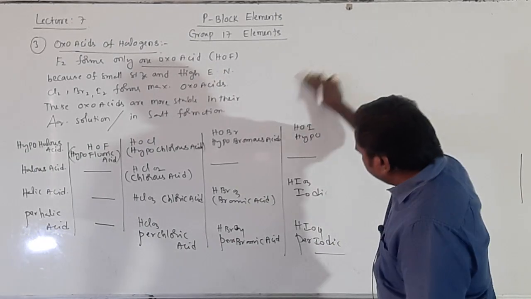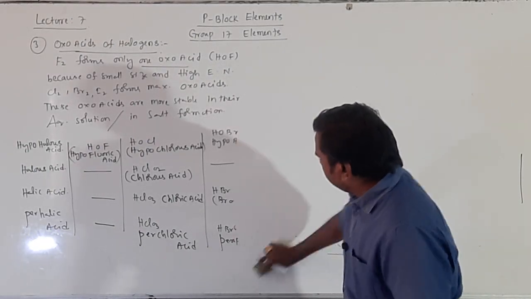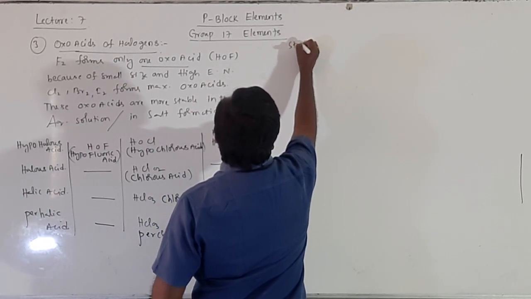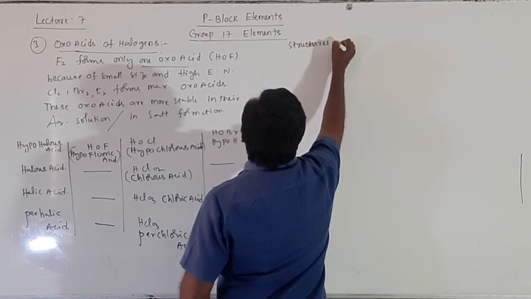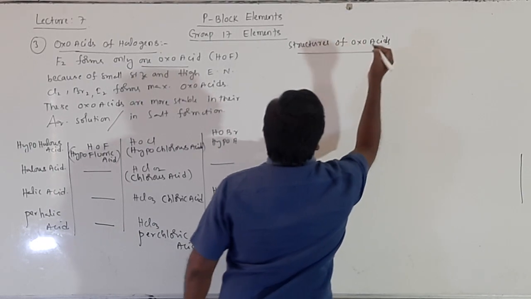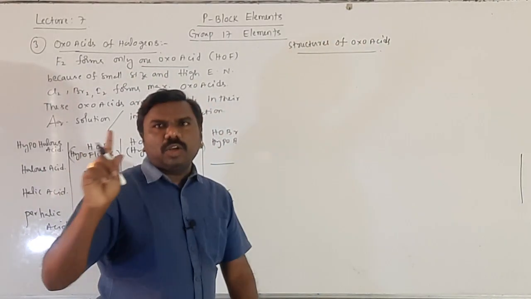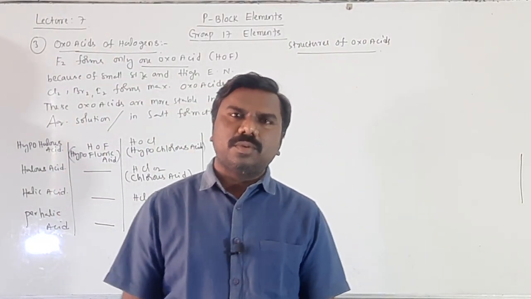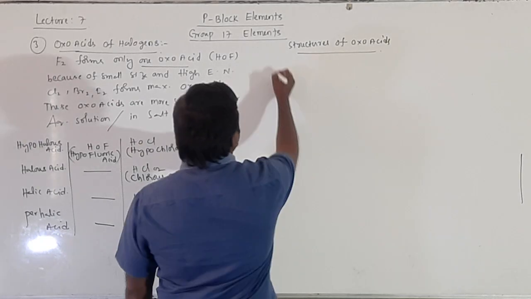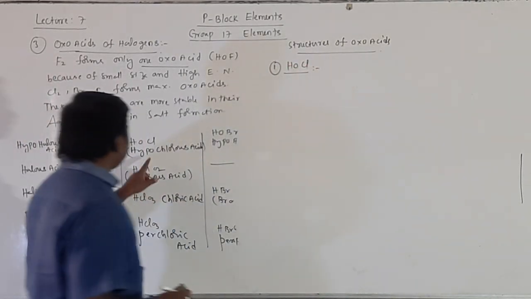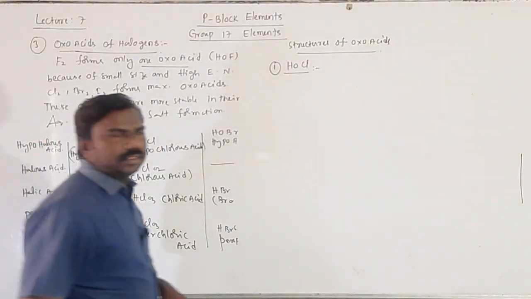So, I am writing the structures of oxo acids. Structures of oxo acids. I am taking chlorine. Chlorine can form all 4 oxo acids: HOCl, HClO2, HClO3, HClO4. First one is HOCl. The name is hypochlorous acid.